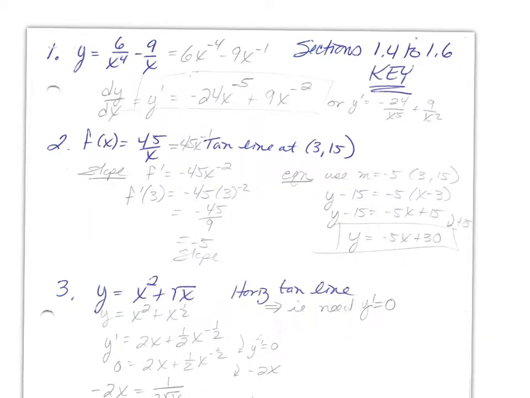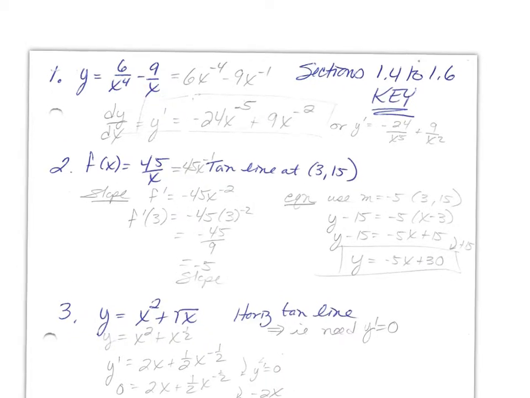When we look at number 1, we're just being asked to find the derivative of this. When you look at this, we have variables in the denominators. Let's make them negative exponents. When you make them negative exponents, that's really just the function, no derivative yet.